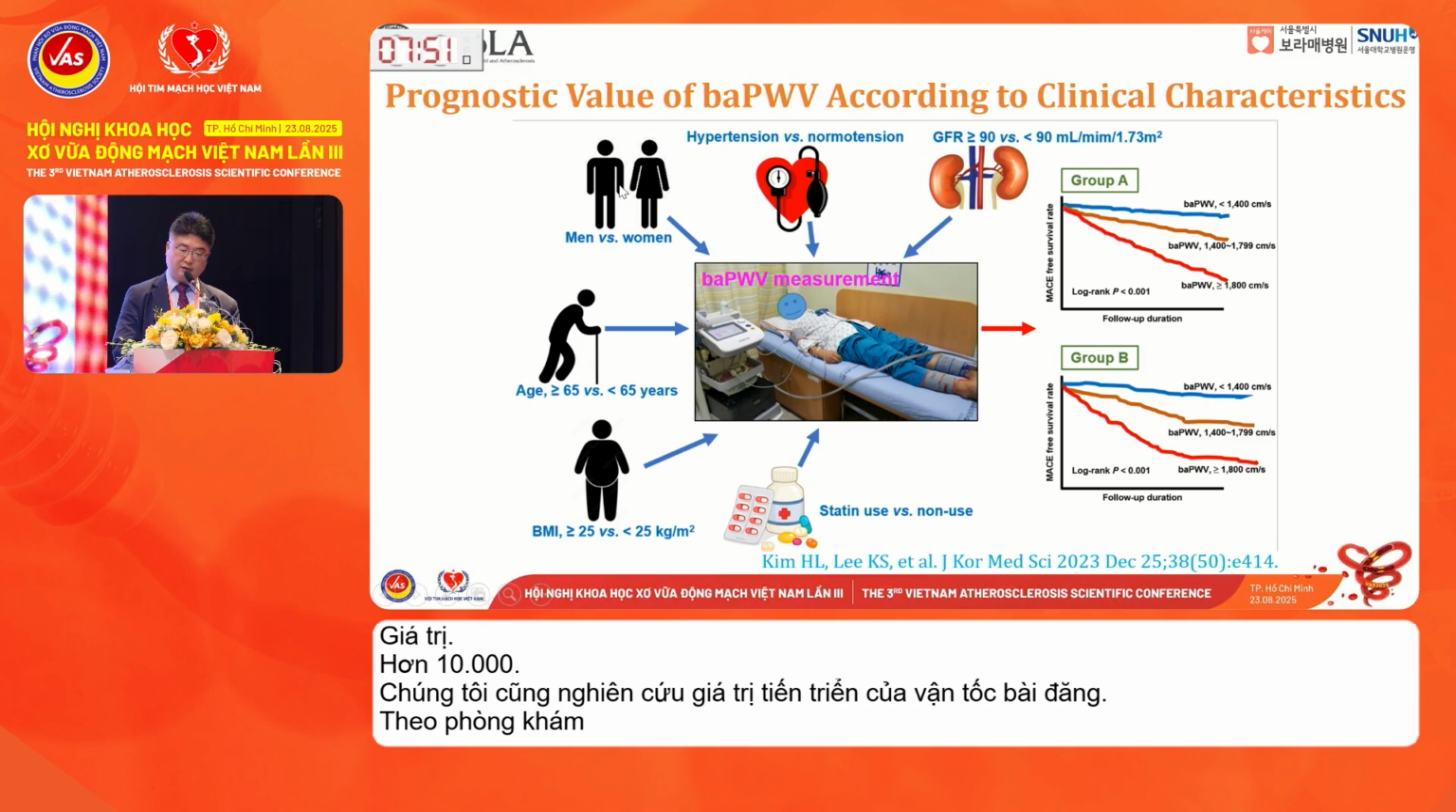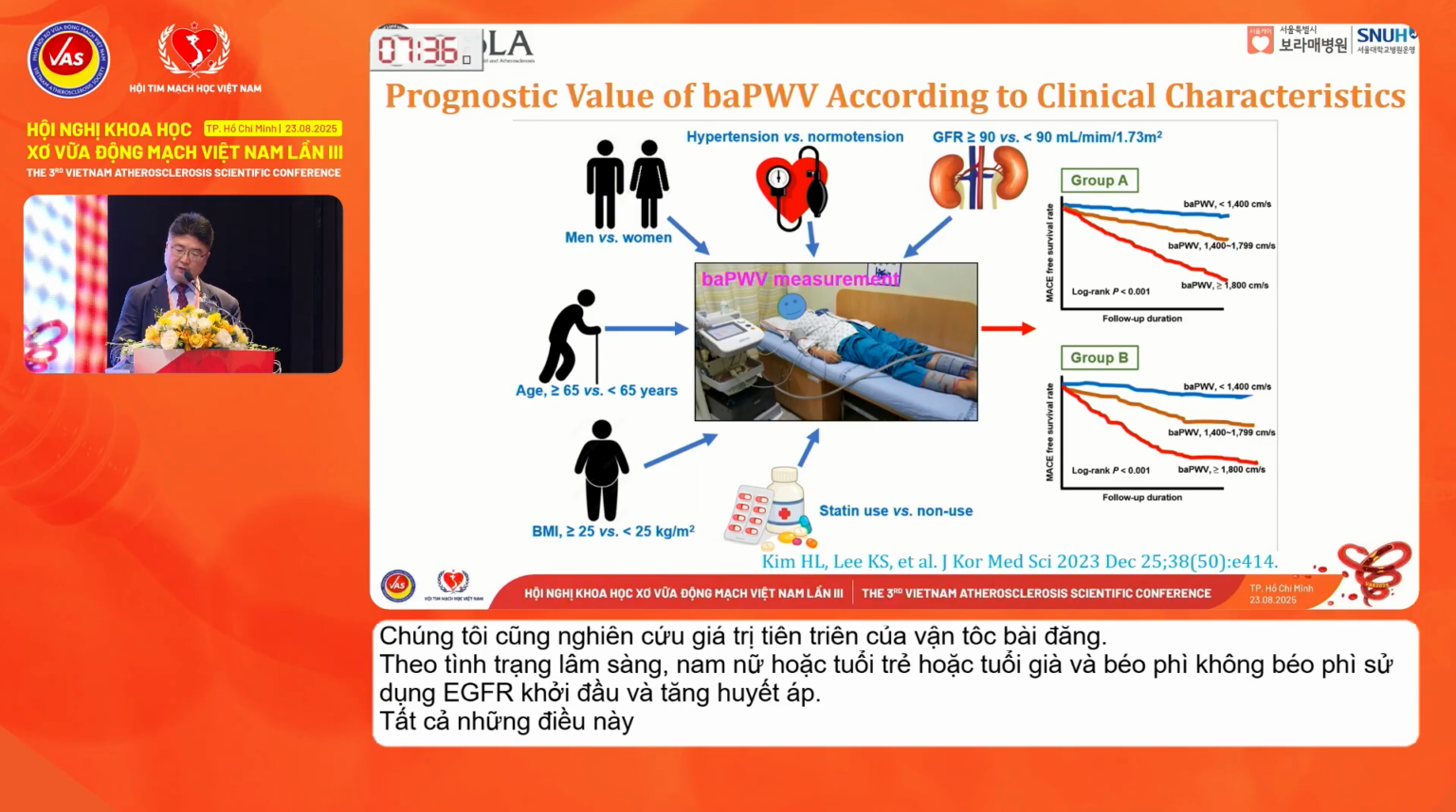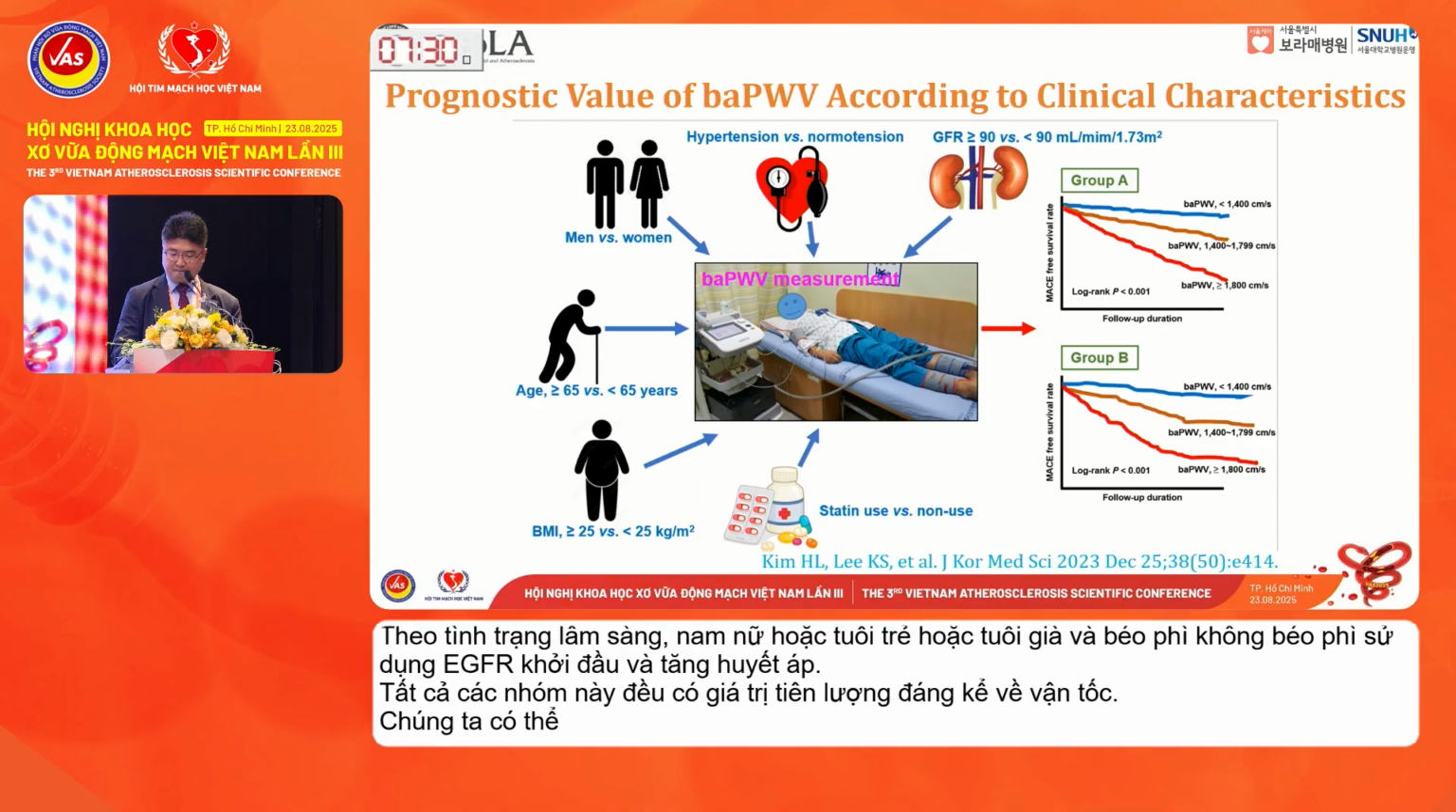The men and women, young age or old age, and obese, non-obese, the use of statin and hypertension, eGFR. All these groups, the significant prognostic value of pulse wave velocity we could observe.